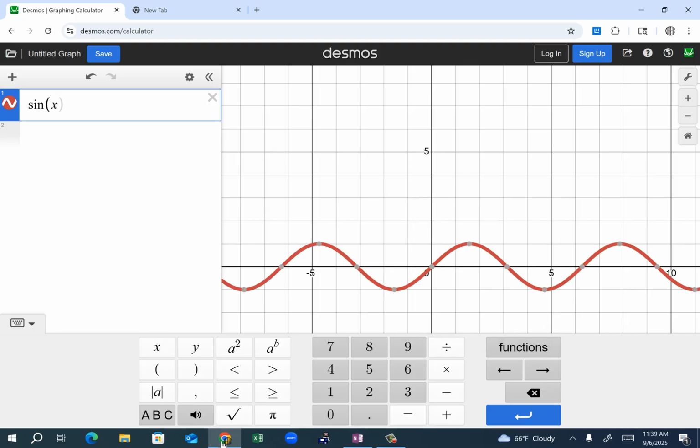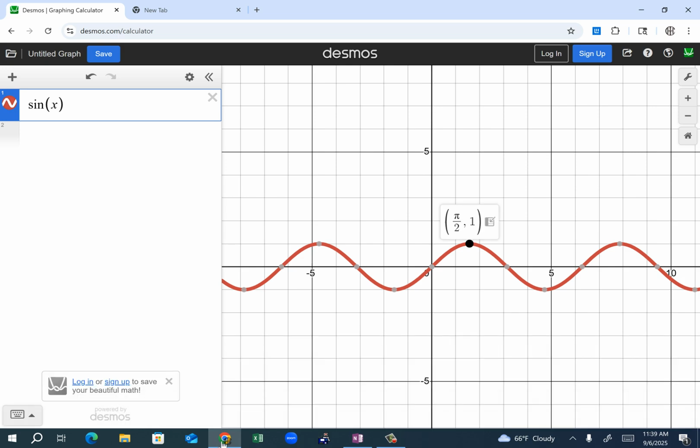So what does that mean? It says that, hey, there's that right there. The sine of 90 degrees is 1. What's the sine of negative 90 degrees? It's -1. Okay, and I can use that to my advantage.